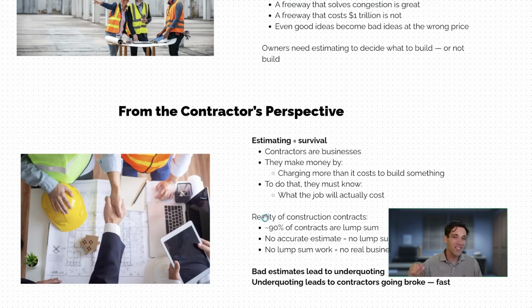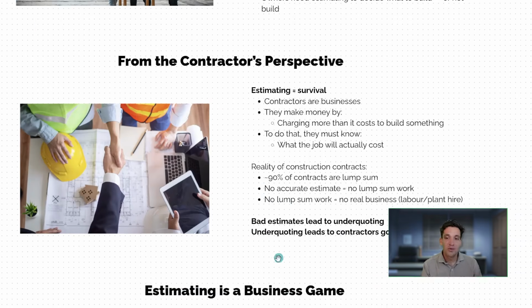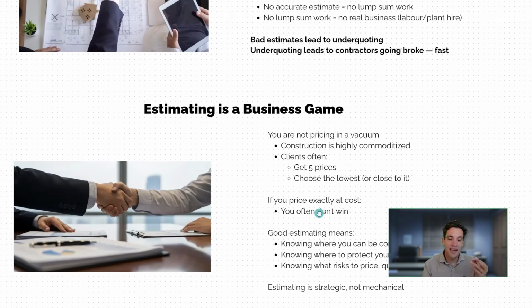Considering construction has razor thin margins and everything is highly commoditized, meaning there's lots of other contractors likely bidding for the same project, being able to properly understand the cost of doing the work highly accurately, to plus or minus 5%, and then being able to confidently quote to do that is essential to the survival of any contracting business. If you're not doing fixed lump sum contracts, then really you're a plant or labor hire business. You're not a contracting business. Fundamentally, bad estimating leads to underquoting. Underquoting leads to contractors going broke.